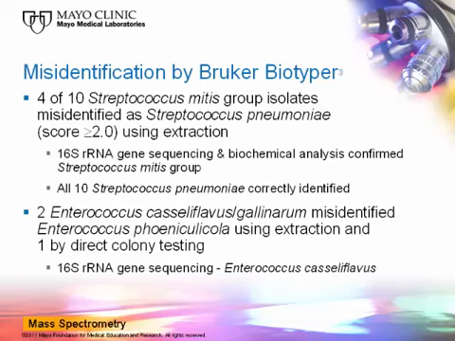4 of 10 Streptococcus mitis species group isolates were misidentified as Streptococcus pneumoniae using extraction. All 10 Streptococcus pneumoniae were correctly identified. This finding was previously reported. The difficulty in distinguishing between closely related species may be due to the similar composition of ribosomal proteins, the main target for matrix-assisted laser desorption ionization time-of-flight mass spectrometry.